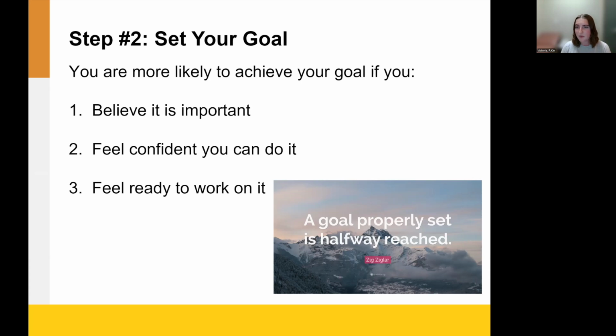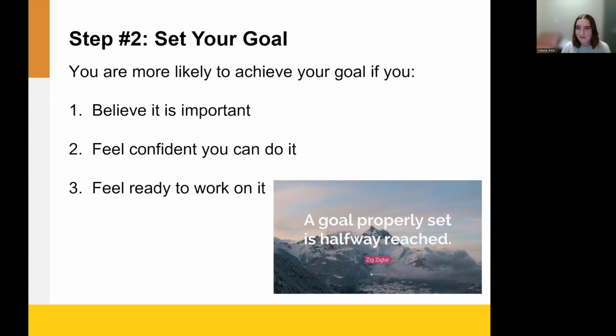Again, that's going to help keep you on track and keep you motivated even when times are a little bit more difficult, if you're not seeing immediate results, that sort of thing. So if you don't care about the goal that you have set, we need to change the goal. The second point I want to make is that you need to feel confident that you can do it. So the example that I like to give, if my goal was to run a half marathon by next week, I would not feel very confident in my ability to do that.